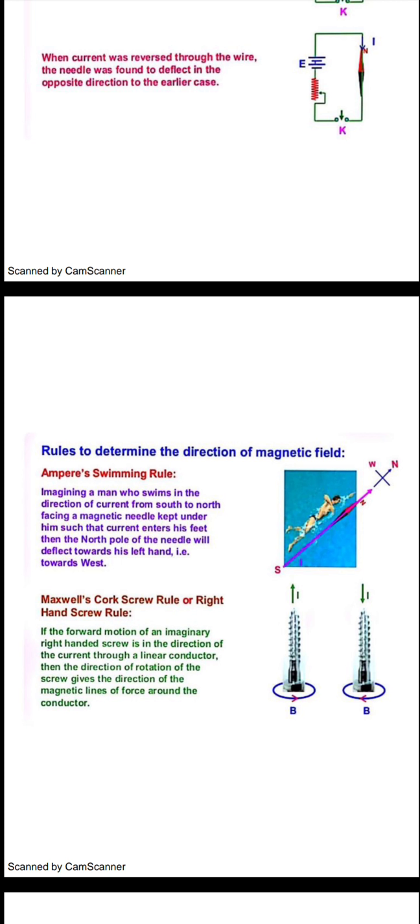Okay, so this is called a swimming rule, because imagine a man who swims in the direction of the magnetic field. We are just imagining a person in the direction of the magnetic field. The magnetic field is not produced by the swimming. But if we think that the magnetic field lines are in the direction of our swimming, then our left hand will move first, or deflect, towards the west direction. So if the current flows from south to north, the needle will deflect towards the west direction.